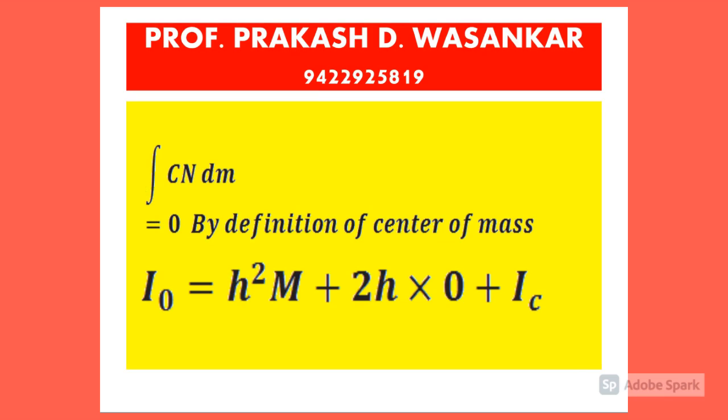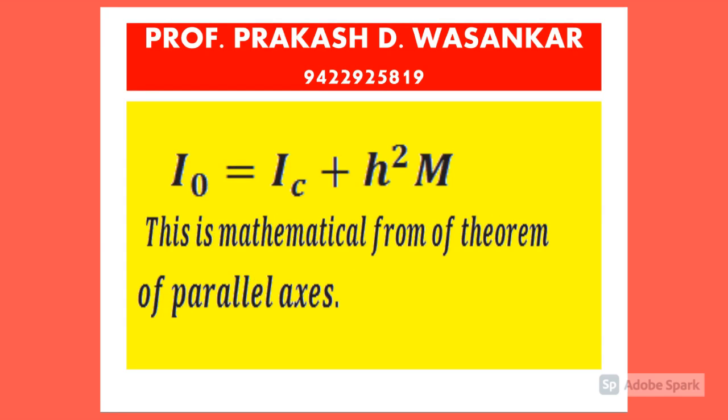By the definition of center of mass, integration CN into dm is equal to 0. Therefore, IO is equal to h square M as it is, plus 2h into integration CN into dm, which is 0, plus integration CD square into dm, which is IC. 2h into 0 gives 0. Therefore, IO is equal to IC plus h square M. This is the mathematical form of the theorem of parallel axis in rotational dynamics.